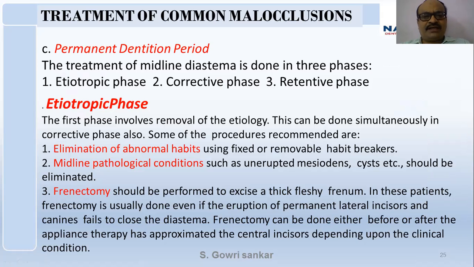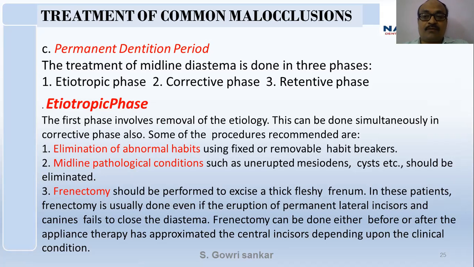As the name indicates, the first phase is the etiological phase. That means in this phase, you have to remove the etiology. Sometimes it can be done along with the corrective phase. So how do you remove it? If you find some abnormal habits, give a habit breaking appliance, either fixed or removable. If you find any midline pathologies in your X-ray, diagnosis or clinical examination, remove them. They should be eliminated. And frenectomy.